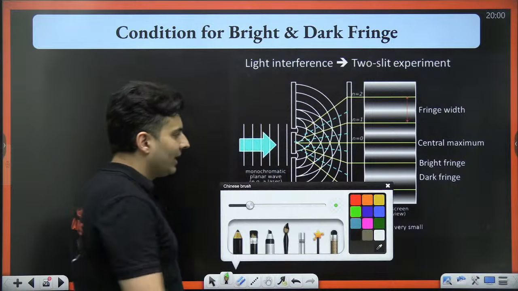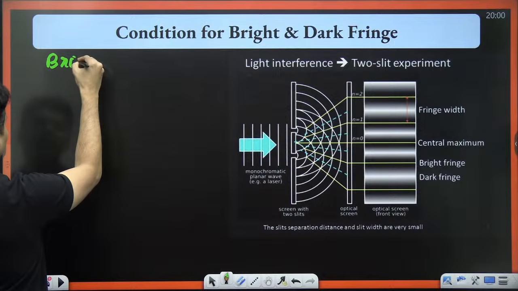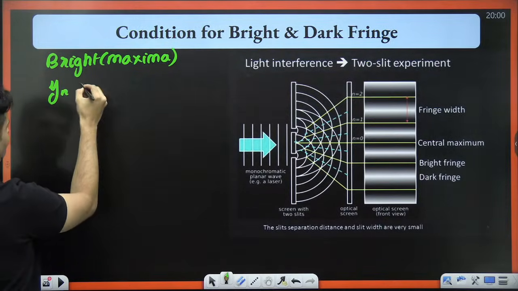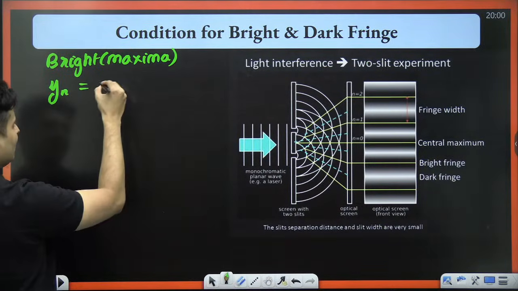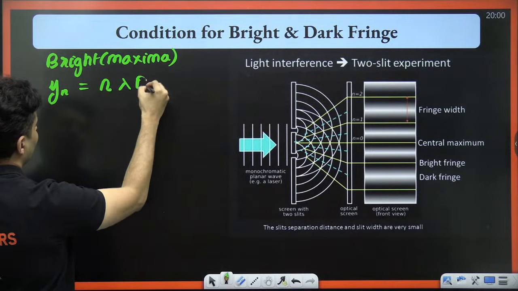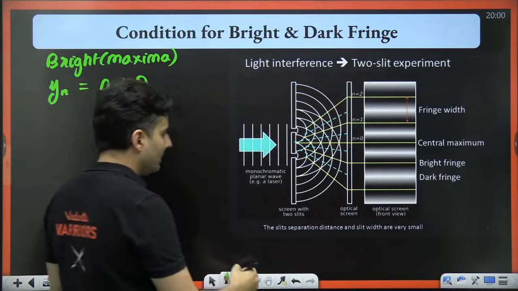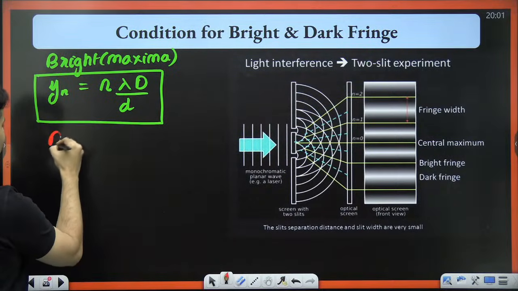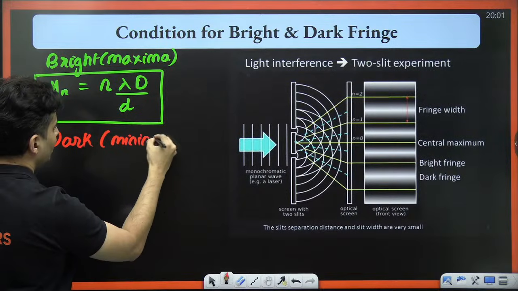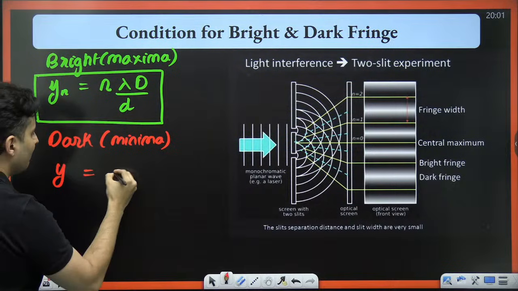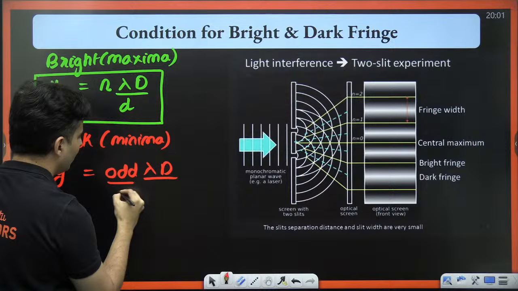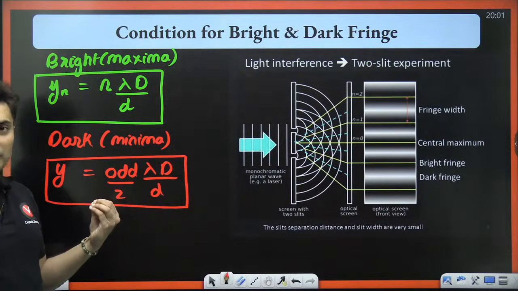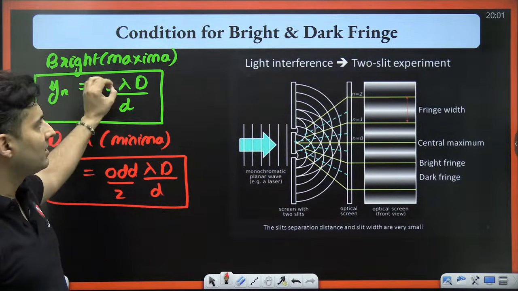And if you want to look at any bright fringe, or basically also called a maxima, then the y coordinate of the nth fringe is given by n times lambda D by d. This is for your bright fringe. Similarly, if you are locating a dark fringe, or basically a minima, then the y coordinate will be given by odd times lambda D, but here by 2. That by 2 should be there. So odd lambda D by 2d, sorry. That is for the dark fringe. If you are locating any dark fringe, this is the formula you'll use. If you are using bright fringe, this is the formula you'll use.